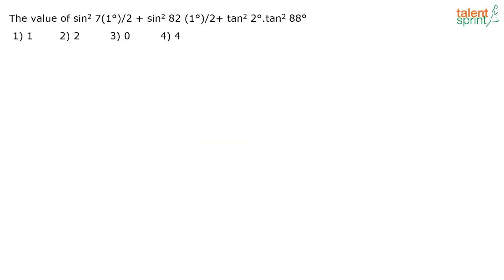Next. Find the value of sine squared 7 1 by 2 plus sine squared 82 1 by 2 plus tan squared 2 into tan squared 88. Okay, here the answer is 2. So here see what they have given here is sine squared 7.5. Okay, that is the degree that they have given. Since they have given it in brackets like this, don't confuse. What they are trying to say is sine squared of 7 1 by 2. So this is the angle that they are referring to.